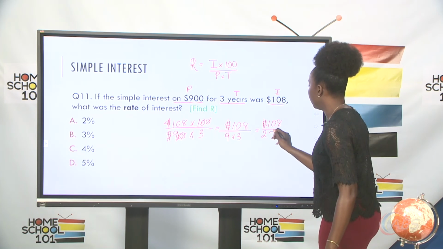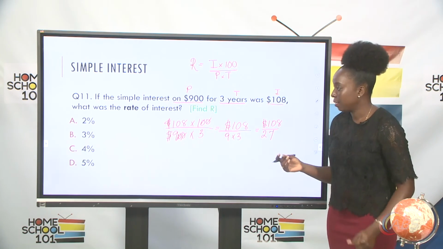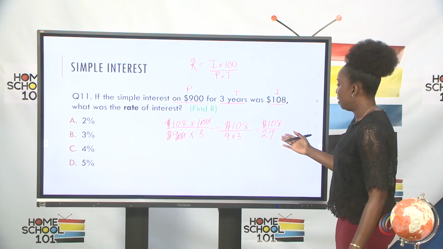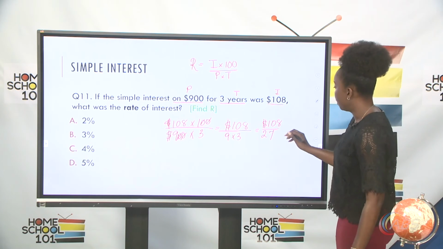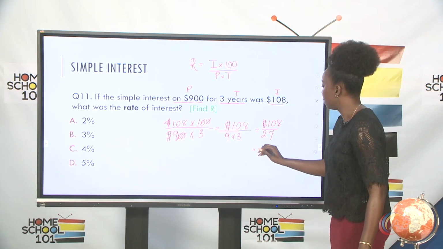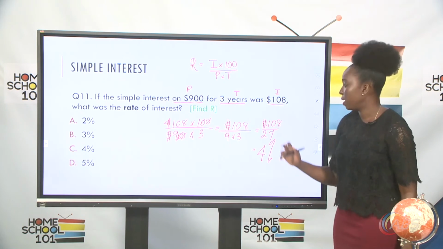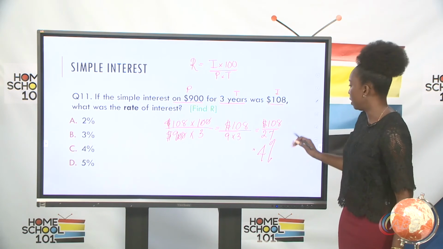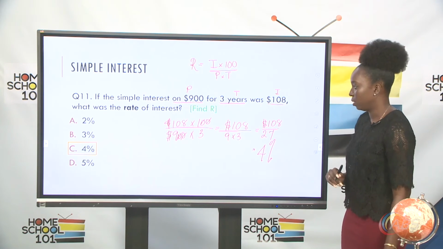Okay, so we're going to be doing a little division on the side. So how many times does 27 go into 108? And we're going to get, so again, you just do some trial and error, a little side work in order to get the answer, and that is 4%, okay?